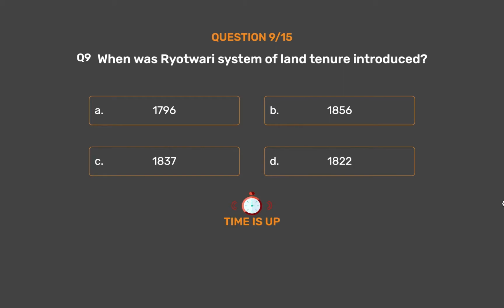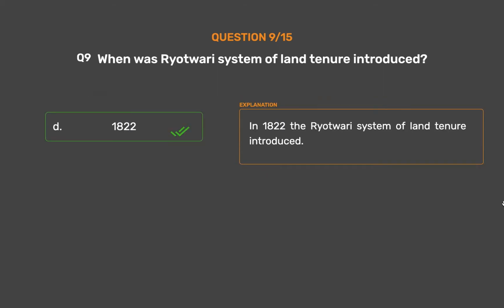The correct answer is option D, 1822. In 1822, the Rayatwadi system of land tenure was introduced.